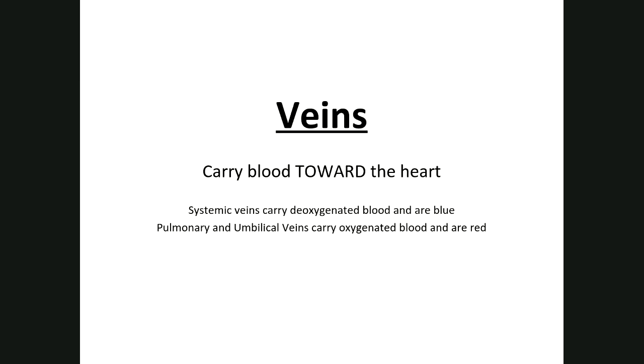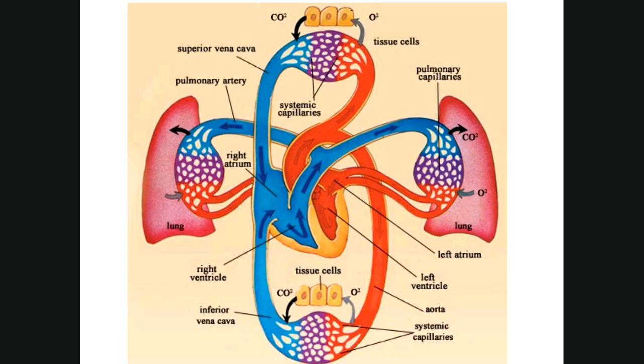We also have veins. So veins are just the opposite. They carry blood toward the heart. Toward the heart. So if we look at this, look, this blood is going toward the heart. But this blood is also going toward the heart. Now you can't see the arrows very well in this picture, but it's also going toward the heart.